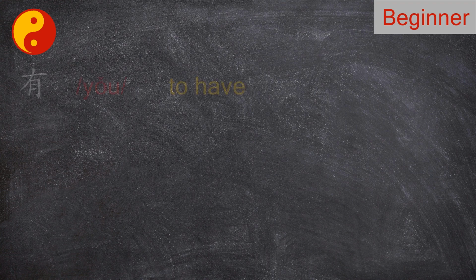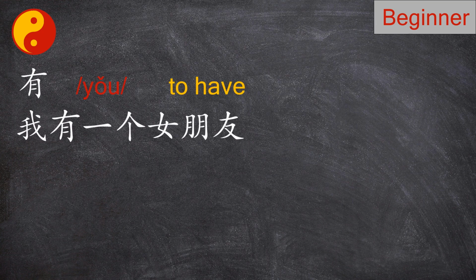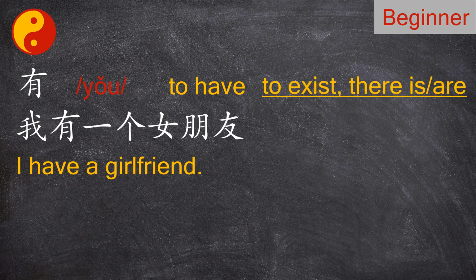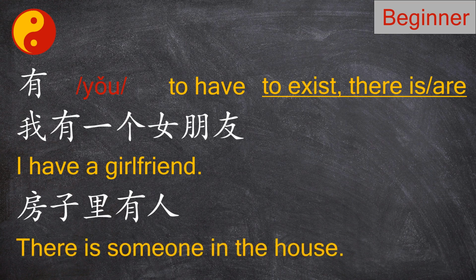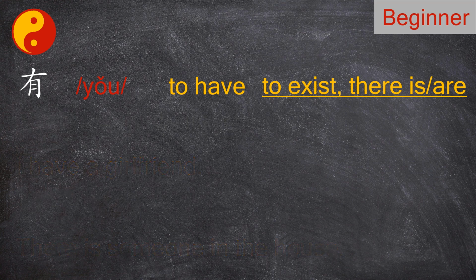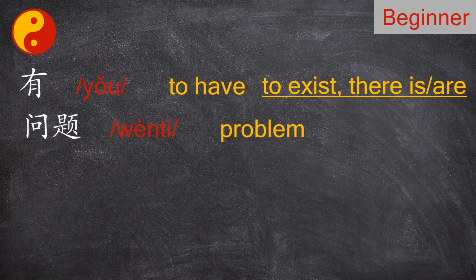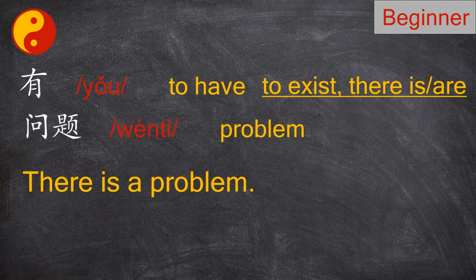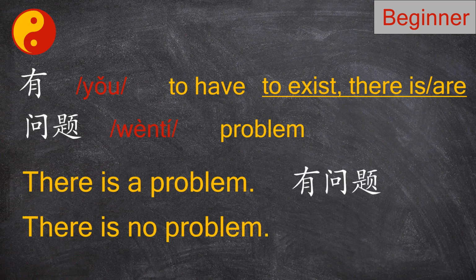没有一点问题。有 means to have. Like 我有一个女朋友. It means I have a girlfriend. 有 also means to exist, like there is, there are. For example, 房子里有人. There is someone in the house. Now, 问题 means problem. How to say there is a problem? 有问题. How to say there is no problem? 没有问题, because 有 is negated with 没.